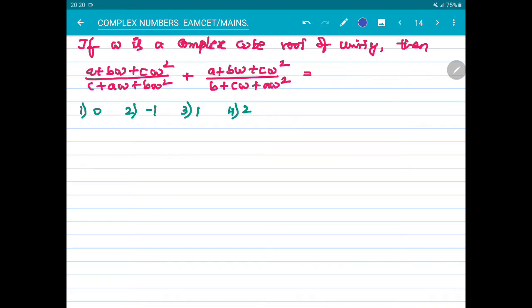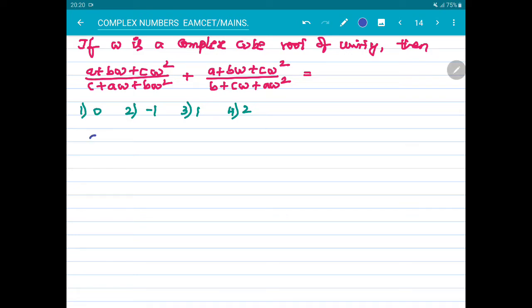Now let's move on to the next question. If omega is the complex cube root of unity, then (a + b omega + c omega^2)/(c + a omega + b omega^2) + (a + b omega + c omega^2)/(b + c omega + a omega^2) equals. Here there are four options. Let us solve the given expression.